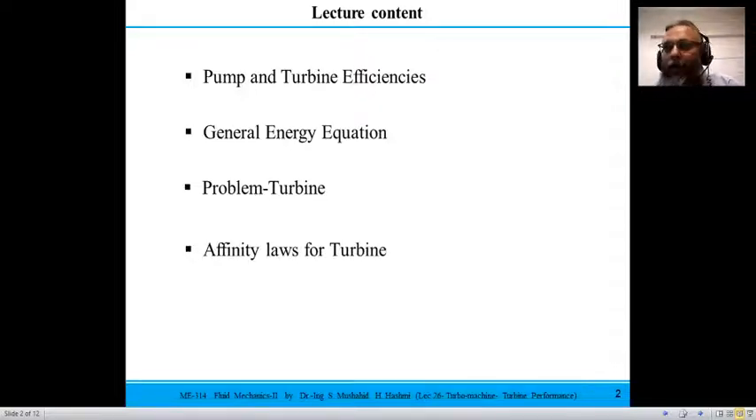Then we will go into the affinity laws for turbines. We have already seen those similarity laws that are used for pumps, and a similar format will be used for turbines, but in turbines and pumps the output and input are different. And then we will go into the concept of turbine specific speed, exactly in the same manner as the specific speed for pumps, which helps us to classify different types of turbines.